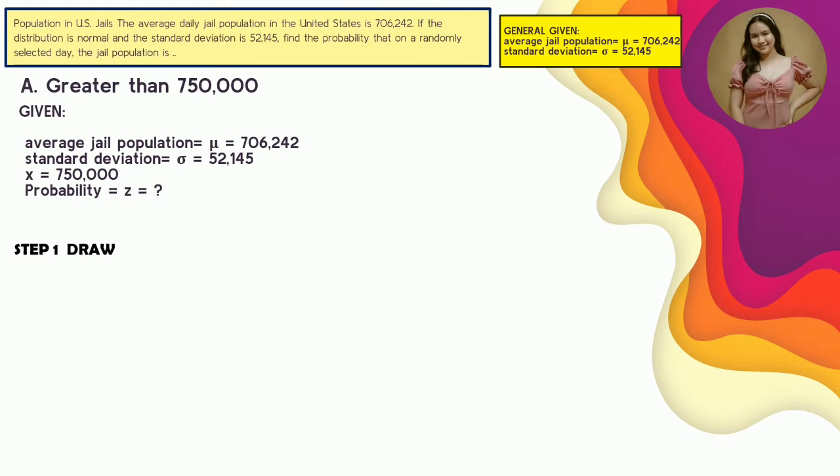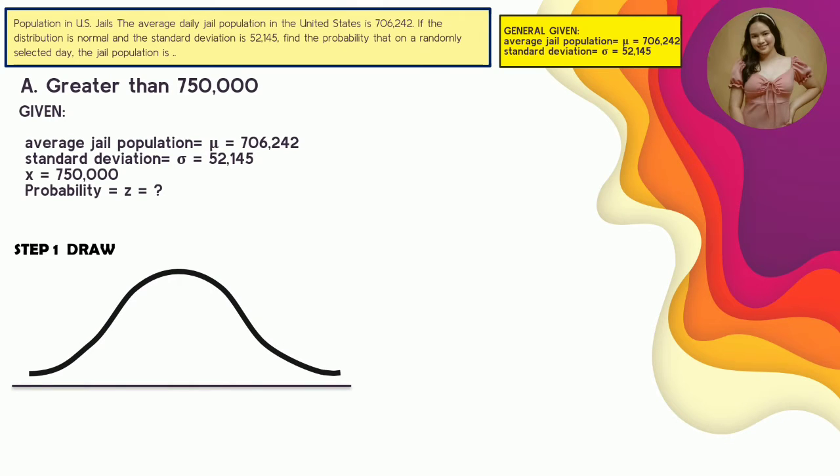So step 1, we draw our normal distribution curve and we plot our population mean, which is 706,242, and we plot our x value, which is 750,000, approximately there, and it states greater than 750,000. So our area to be found is on the right side of the 750,000.